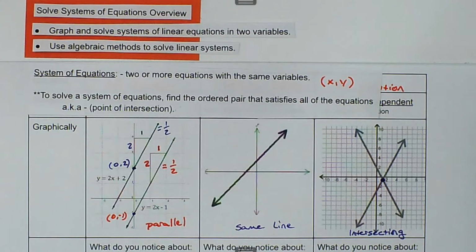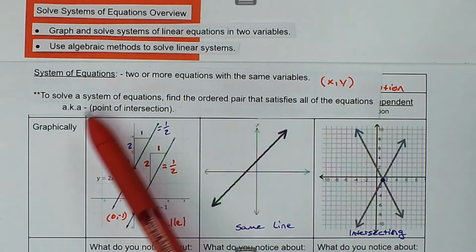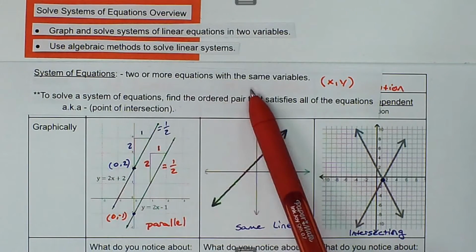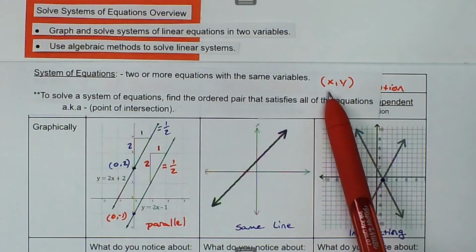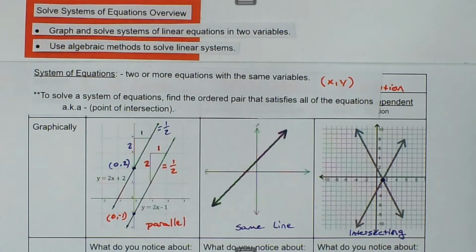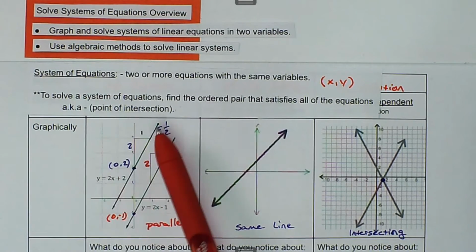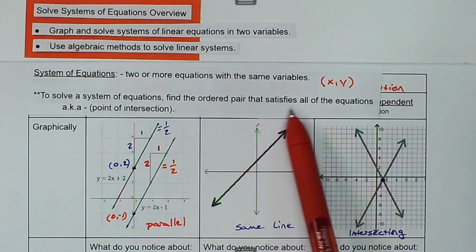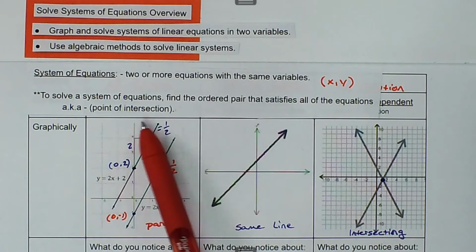We want to solve systems of equations, and we want to graph and solve systems of linear equations in two variables, and we also want to use algebraic methods to solve linear systems. So a system of equations is two or more equations with the same variable, and usually we talk about x and y. To solve a system of equations, find the ordered pair that satisfies all the equations, the point of intersection.